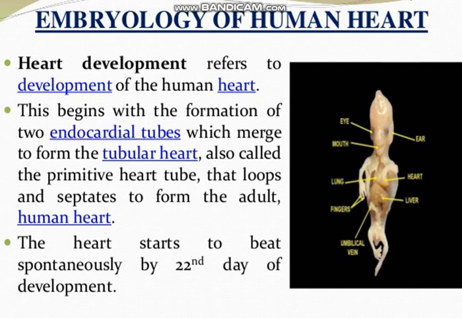Today I want to explain embryology of the human heart very briefly. Heart development refers to development of the human heart. This begins with the formation of two endocardial tubes which merge to form the tubular heart called the primitive heart tube, that loops and separates to form the adult human heart. The human heart starts to beat spontaneously at 22 days of development.